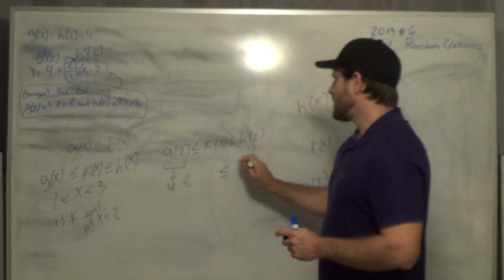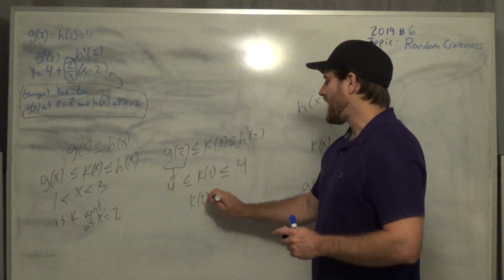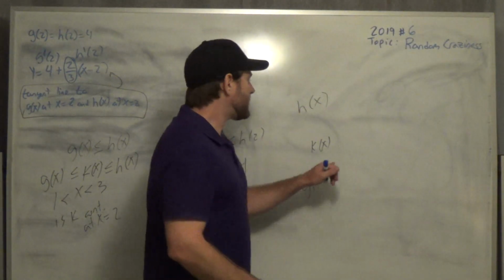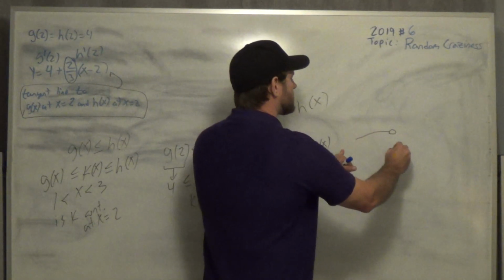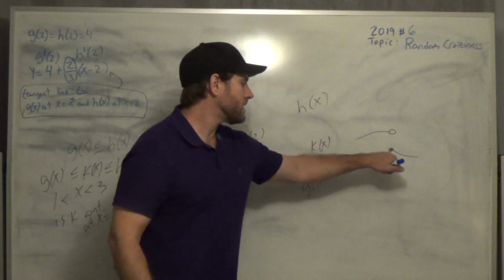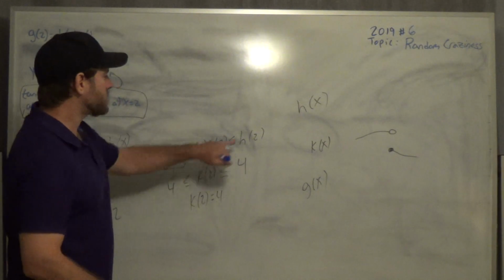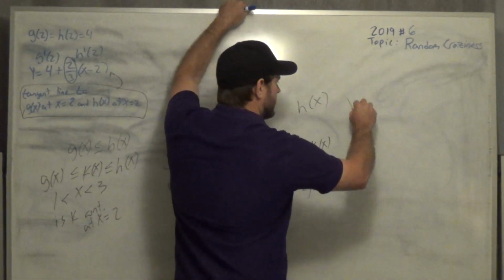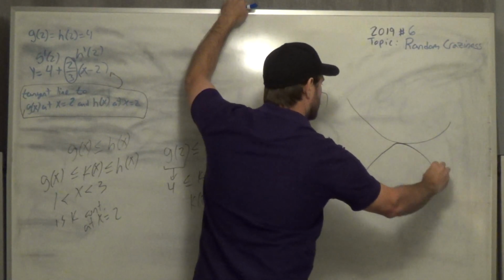h of 2 is 4, and if k is between those two, that means k of 2 has to equal 4. And remember, the only thing that I said that could have kept k of x from being continuous is if there was some sort of jump. But there can't be a jump here in this problem because these are both approaching 4. So, here's h of x. Let's just make it look like this. Here's g of x. And k of x.